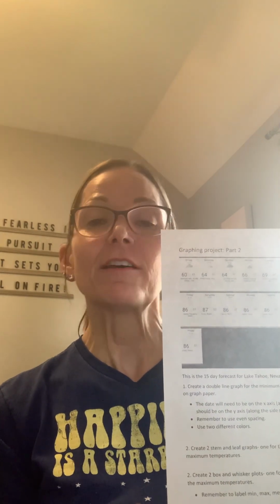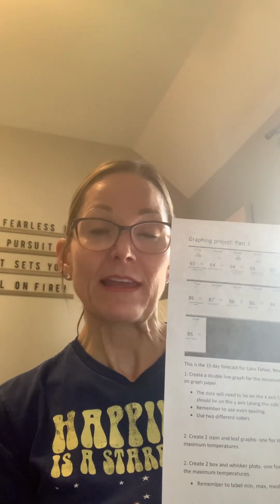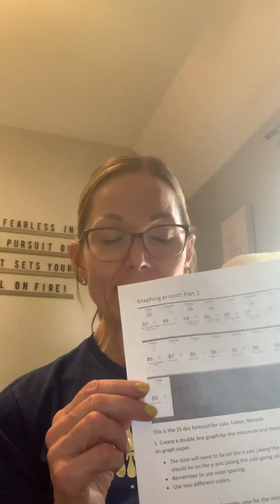Graph 2, you're going to create 2 stem and leaf graphs using the minimum temperatures and the maximum. So you'll have 1 stem and leaf for minimum temperatures, 1 stem and leaf for maximum temperatures. And then the last set of graphs is making 2 box and whisker plots, 1 for the minimum and again 1 for the maximum. When you're doing your box and whisker plots, you're going to need to label your minimum, your maximum, your median, and then your Q1 and your Q3.